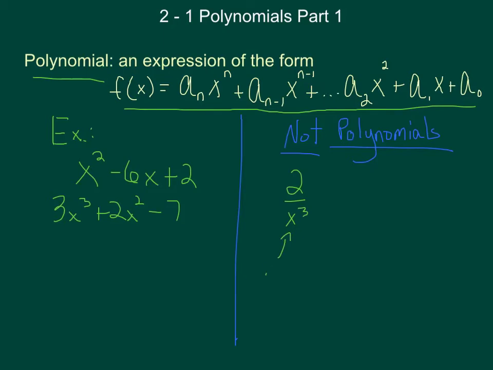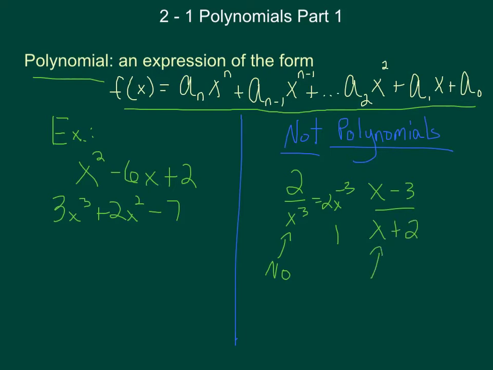Okay, the problem there is you've got a variable in the denominator. Or another way to think about it is you have a variable with a negative exponent. You might want to jot that down because this is the same thing as 2x to the negative third power. Anything with a negative exponent in the numerator is not a polynomial.